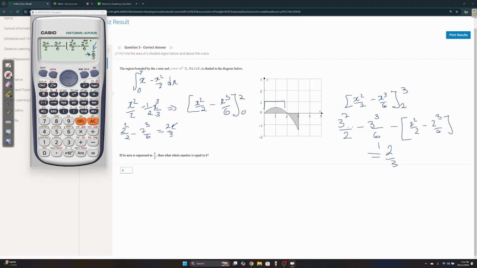So you have 2 over 3 here, 2 over 3 here. Add them, what do you get? 4 over 3. So k is equal to 4.